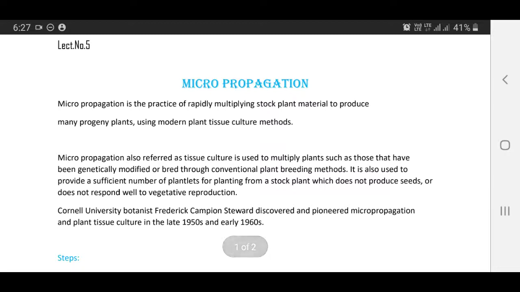Micropropagation, also referred to as tissue culture, is used to multiply plants such as those that have been genetically modified or bred through conventional plant breeding methods. It is also used to provide a sufficient number of plantlets for planting from a stock plant which does not produce seeds or does not respond well to vegetative reproduction. Cornell University botanist Frederick Campion Steward discovered and pioneered micropropagation and plant tissue culture in the late 1950s and early 1960s.